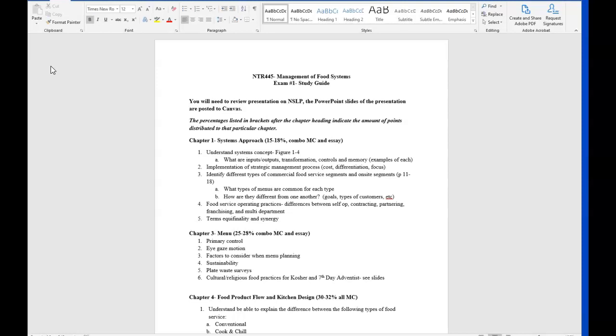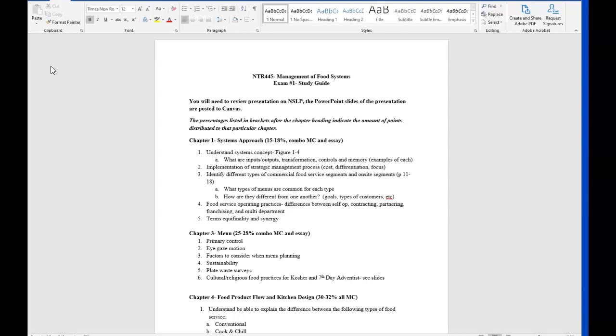psychology behind eye gaze motion, where your eye starts in a menu, where it lands and where it ends, and how that affects what people order. You'll need to be able to identify some factors when considering menu planning, particularly that first factor, customer satisfaction. Be able to identify some sustainability efforts that can be made when developing a menu. The use of plate waste surveys and why they are used and what they can be used for.